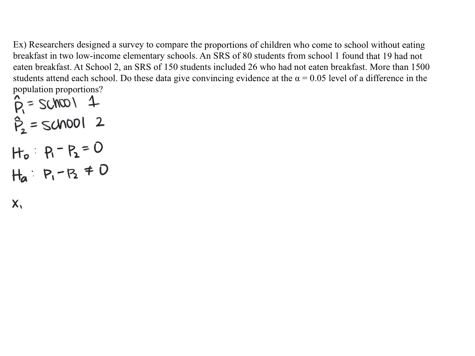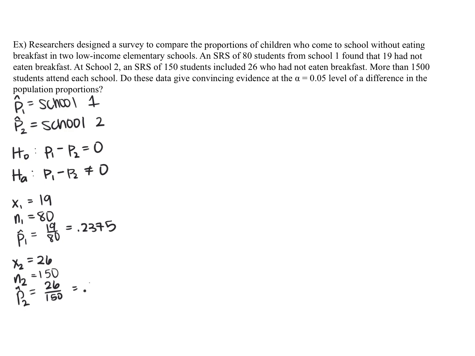So we have an X1 of 19 and an N1 of 80, giving us a P1 hat of 19 over 80, which is 0.2375. We then have X2 of 26, N2 of 150, meaning we have a P2 hat of 26 over 150, which is 0.196.